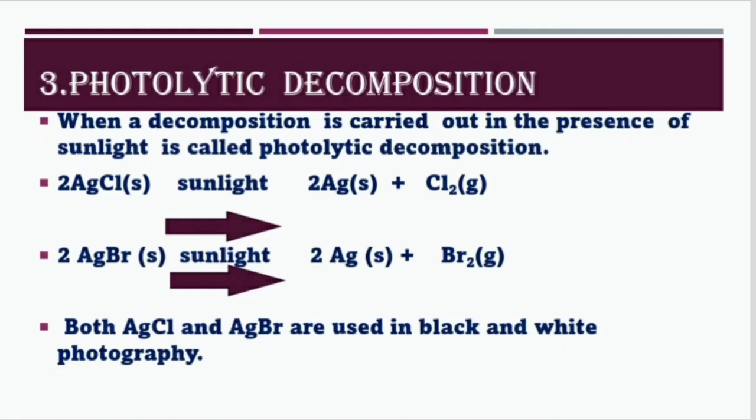Third one is photolytic decomposition. When a decomposition is carried out in the presence of sunlight, it's called photolytic decomposition. Silver chloride, which is white in color, when it is kept in sunlight, it becomes gray, which is due to the decomposition of silver chloride to silver and chlorine by sunlight. Silver bromide also behaves in the same way. When it is kept in sunlight, it becomes silver and bromine. Both silver chloride and silver bromide are used in black and white photography.